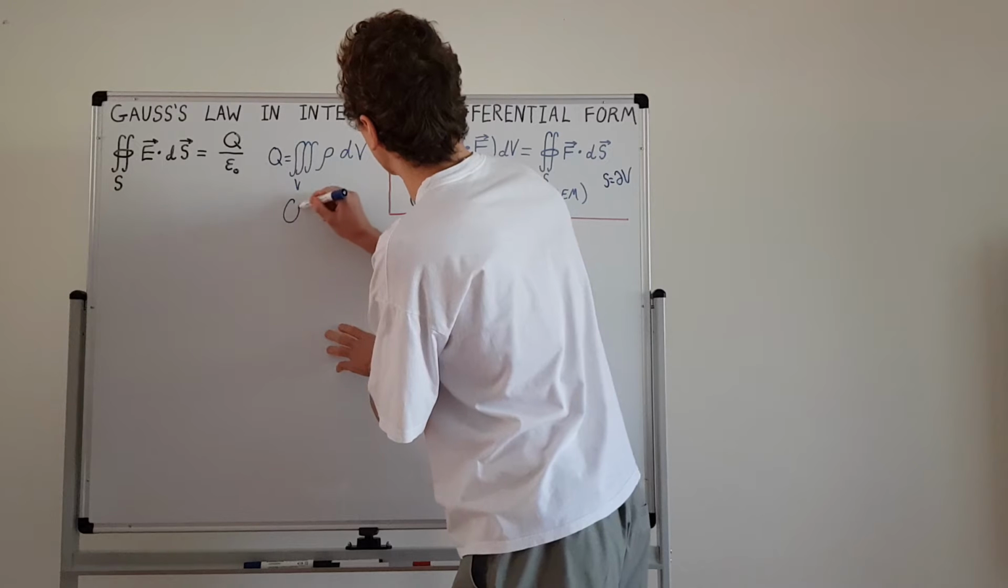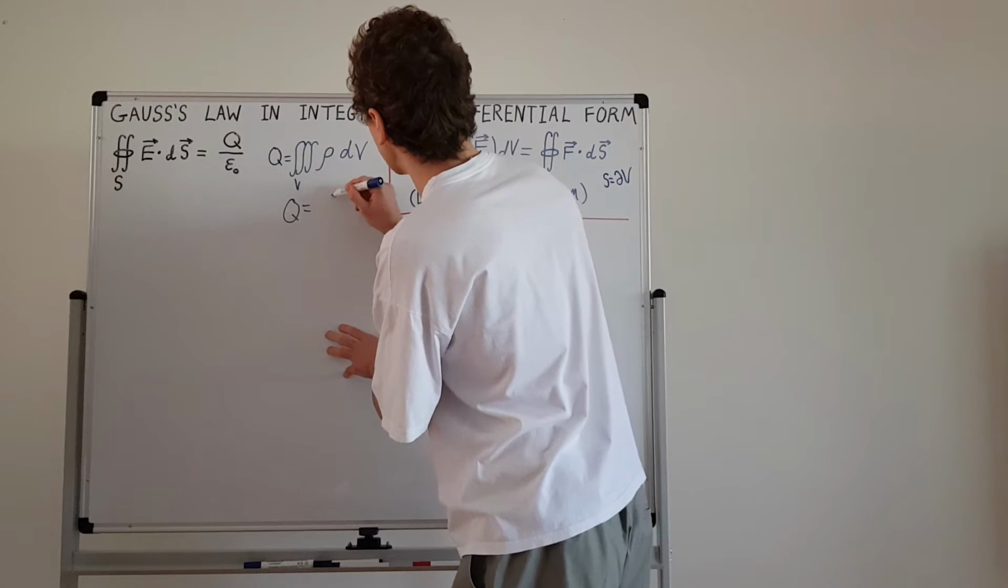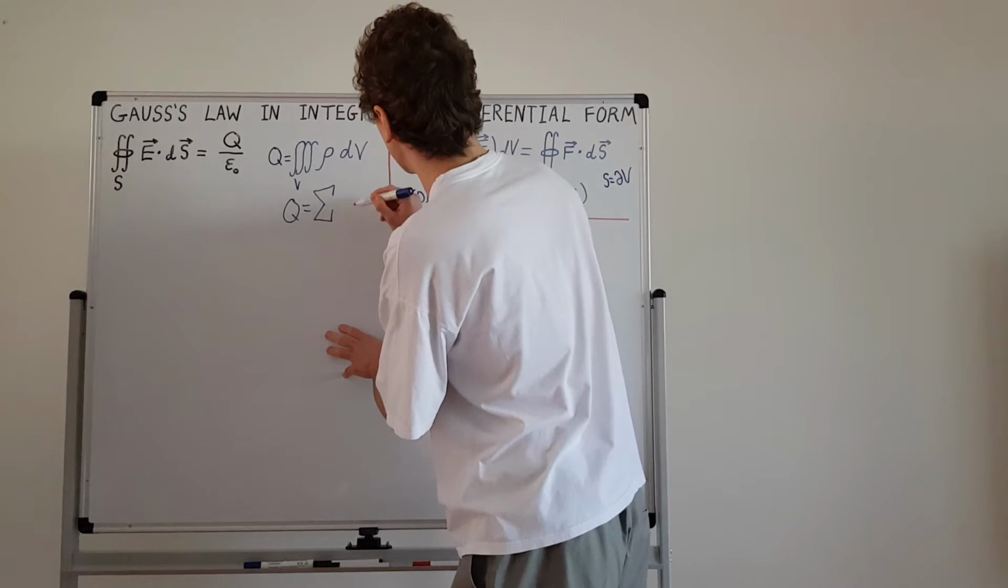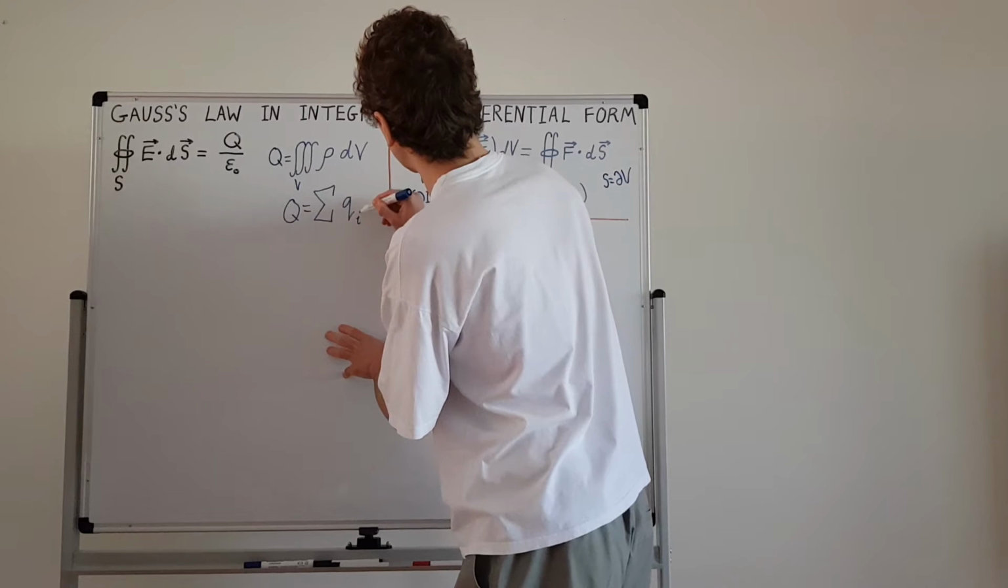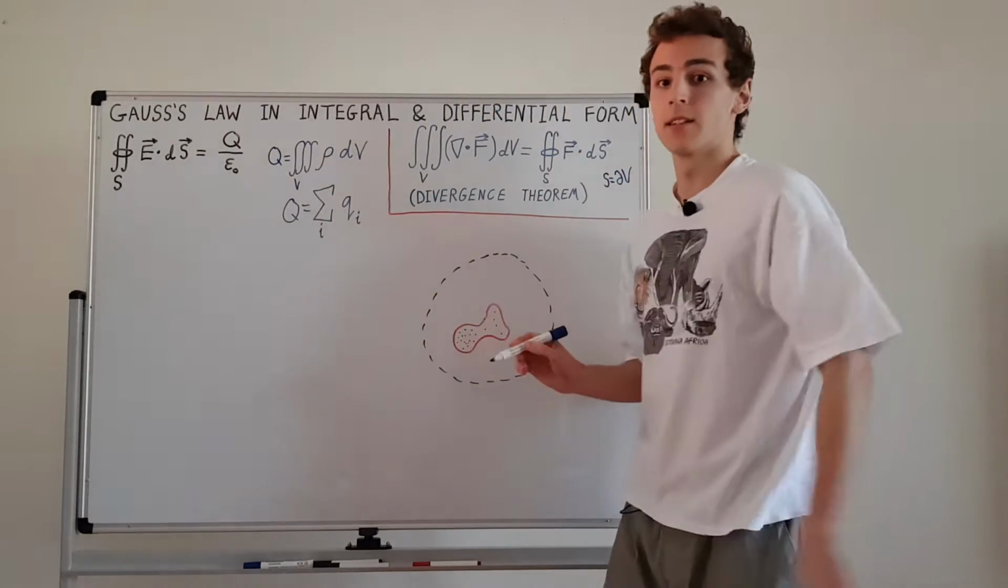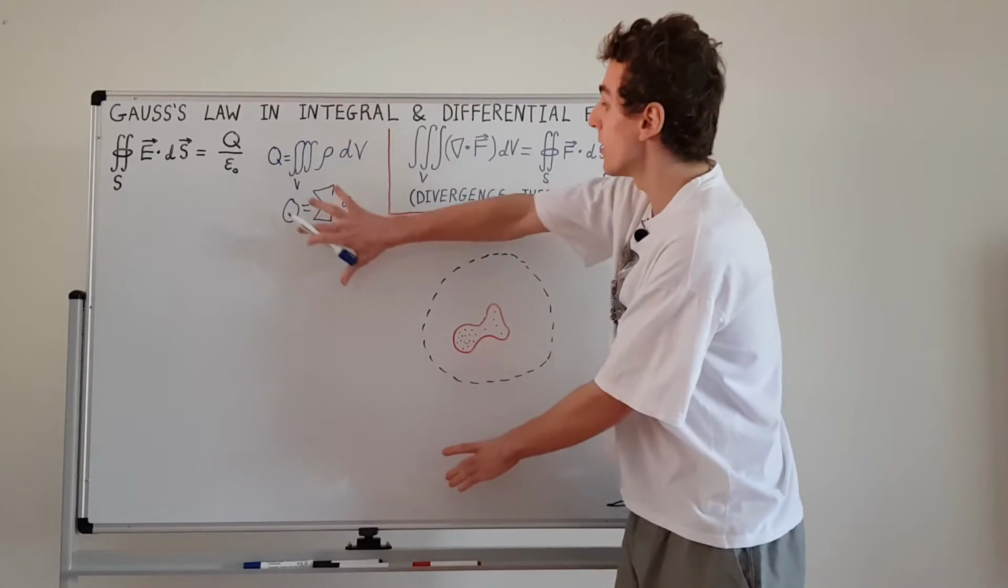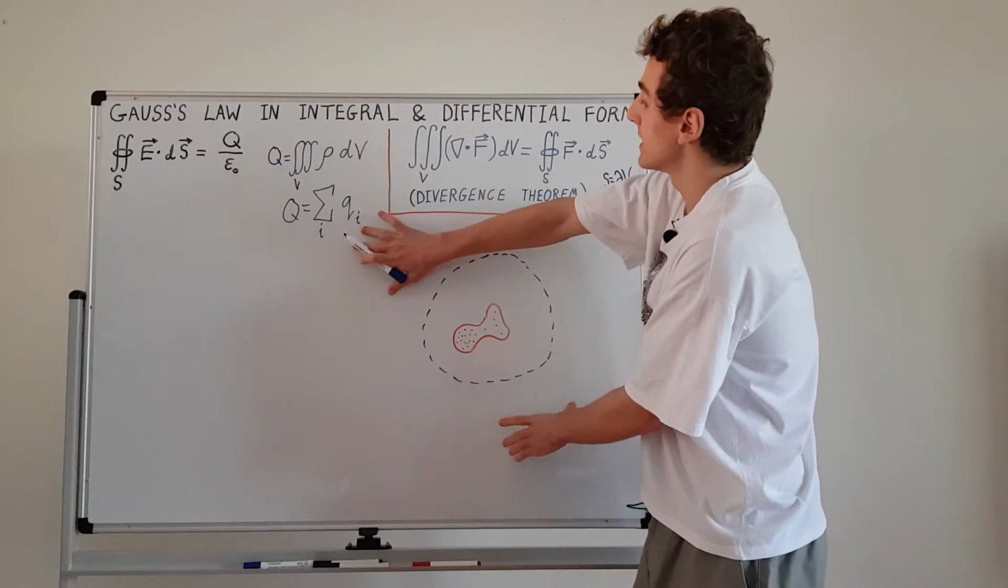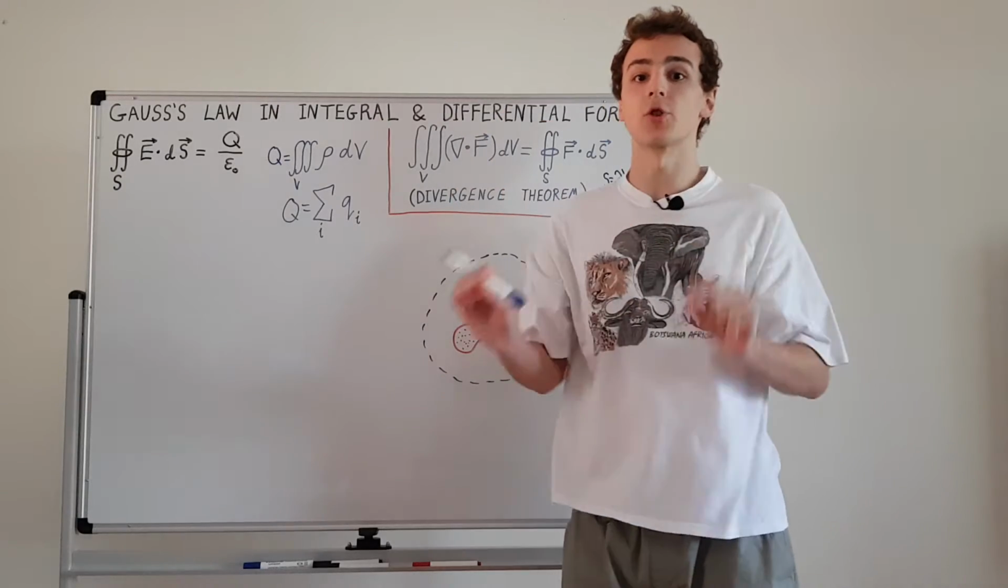I'll write that over here. It's going to turn into a sum, right, a big sigma, of all of the charges. And the charges are represented by little q's. So this i is just an index. You can sum over all of these indices, and that's going to give you the sum of all the charges.